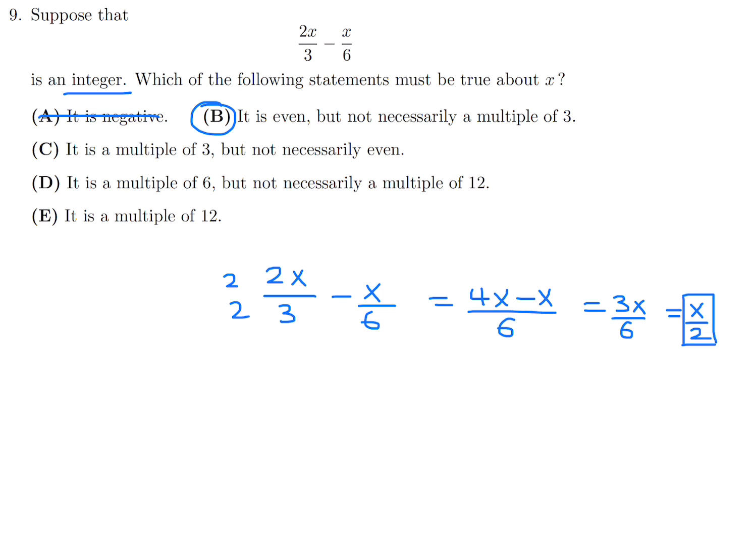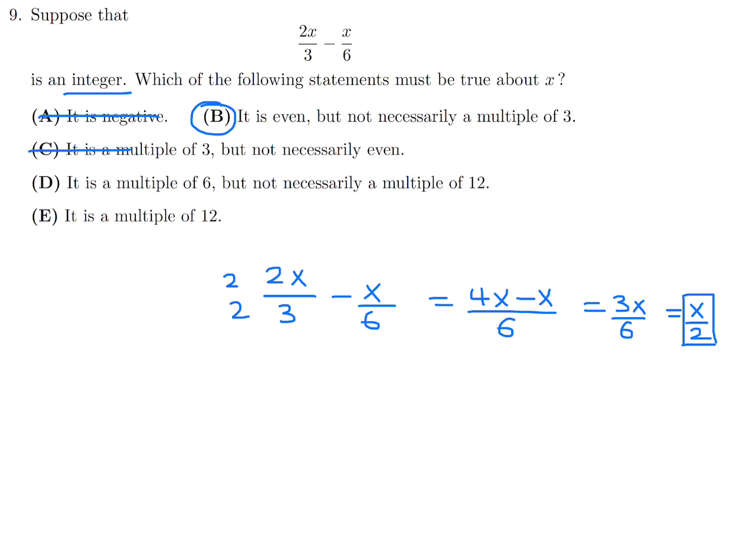Let's just read the other ones. Is a multiple of 3, but not necessarily even. It has to be even, right? If it was a multiple of 3, let's say it was 3. Well, 3 over 2 is not an integer, so that's wrong. D is a multiple of 6, but not necessarily a multiple of 12.